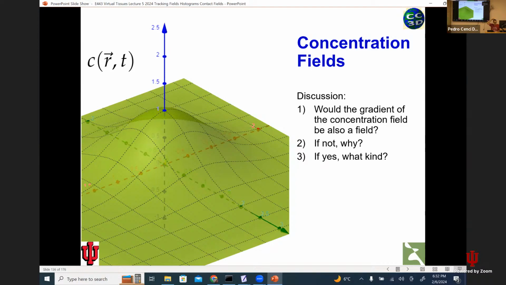Is the gradient of a field a field? Yes, it is. It's a vector field, right? I think everyone here should be more or less familiar. Alex, please, I know you are not a mathematician or a physicist. If you need an explanation about something, please jump in and make my life hell.